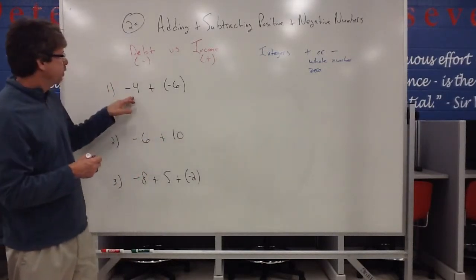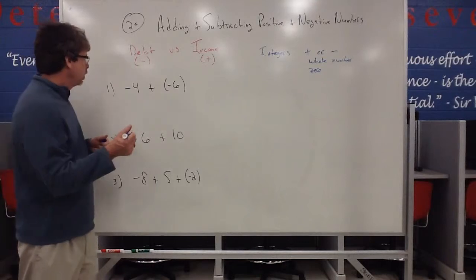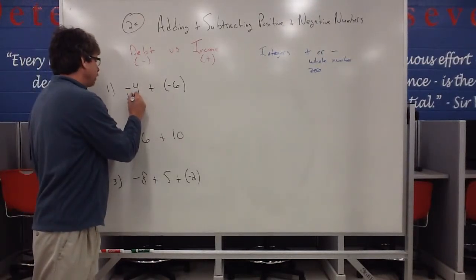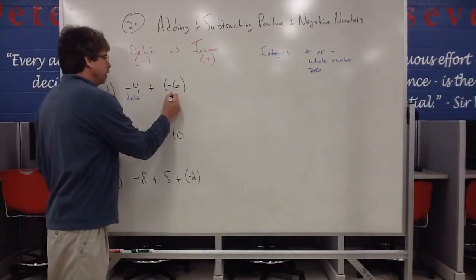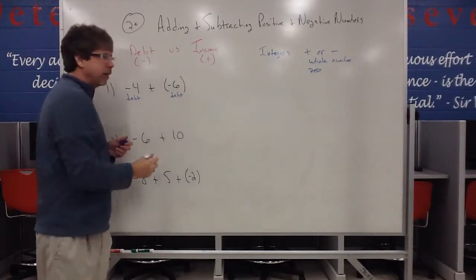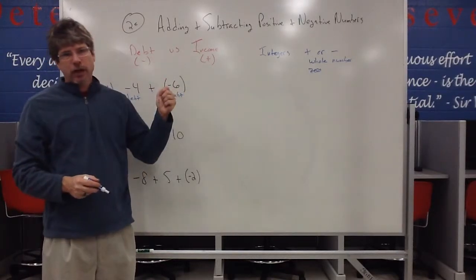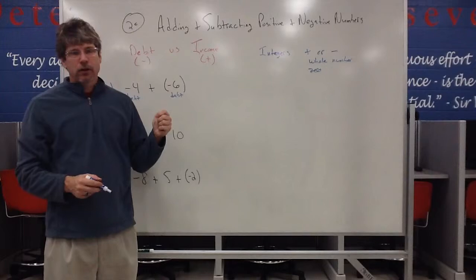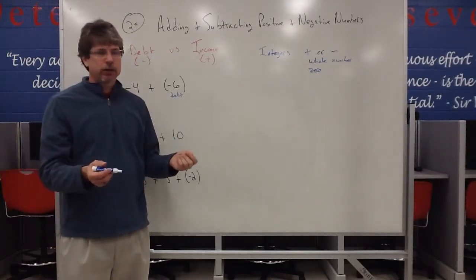So now look at a -4 plus a -6. What I'm seeing is I have debt and I have debt. If I think about that, if you have $4 of debt and you have $6 of debt, how much debt do you have altogether?